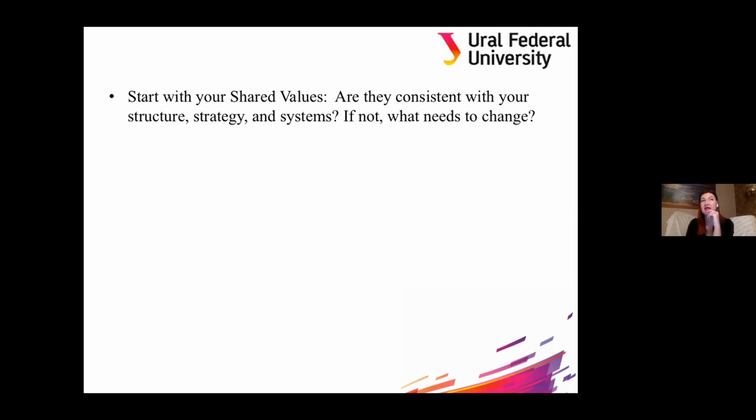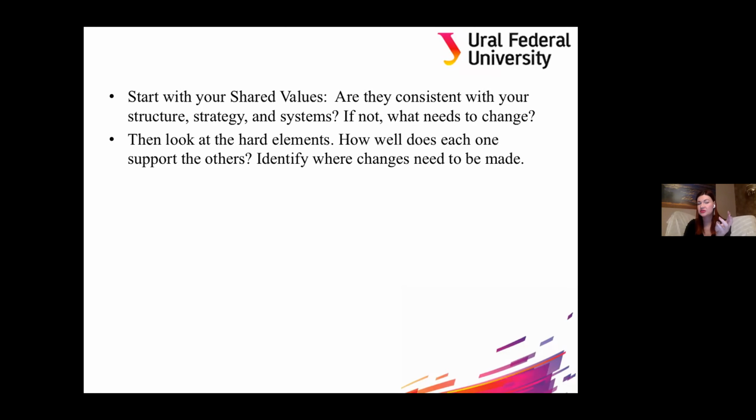When starting 7S metrics, it's better to start with shared values. Firstly, find out which shared values you have in your company, and are they consistent with your structure, strategy, and systems? If not, what do you need to change? So you're looking at your shared values and all hard elements. And then look at the hard elements without shared values. How well does each one support the others? And maybe you need to make some changes.